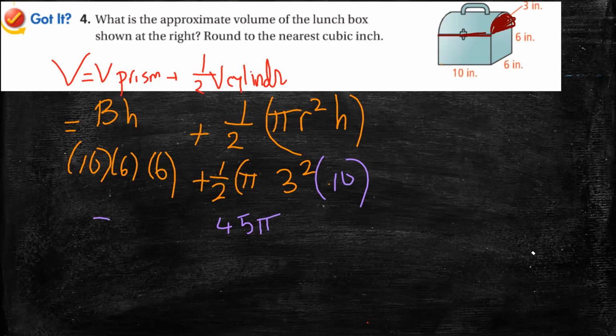36 times 10 is 360. So the total answer is 360 plus 45 pi cubic inches.